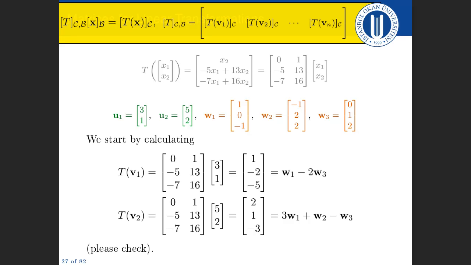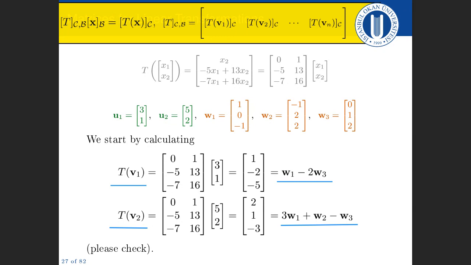Okay, so what do we do first? First, we need to calculate T of V1 and T of V2, and I leave those for you to check. I also leave it for you to check that T of V1 is equal to W1 minus 2W3 and T of V2 is equal to 3W1 plus W2 minus W3. So let's assume that you've checked that, and that I haven't made a mistake here.